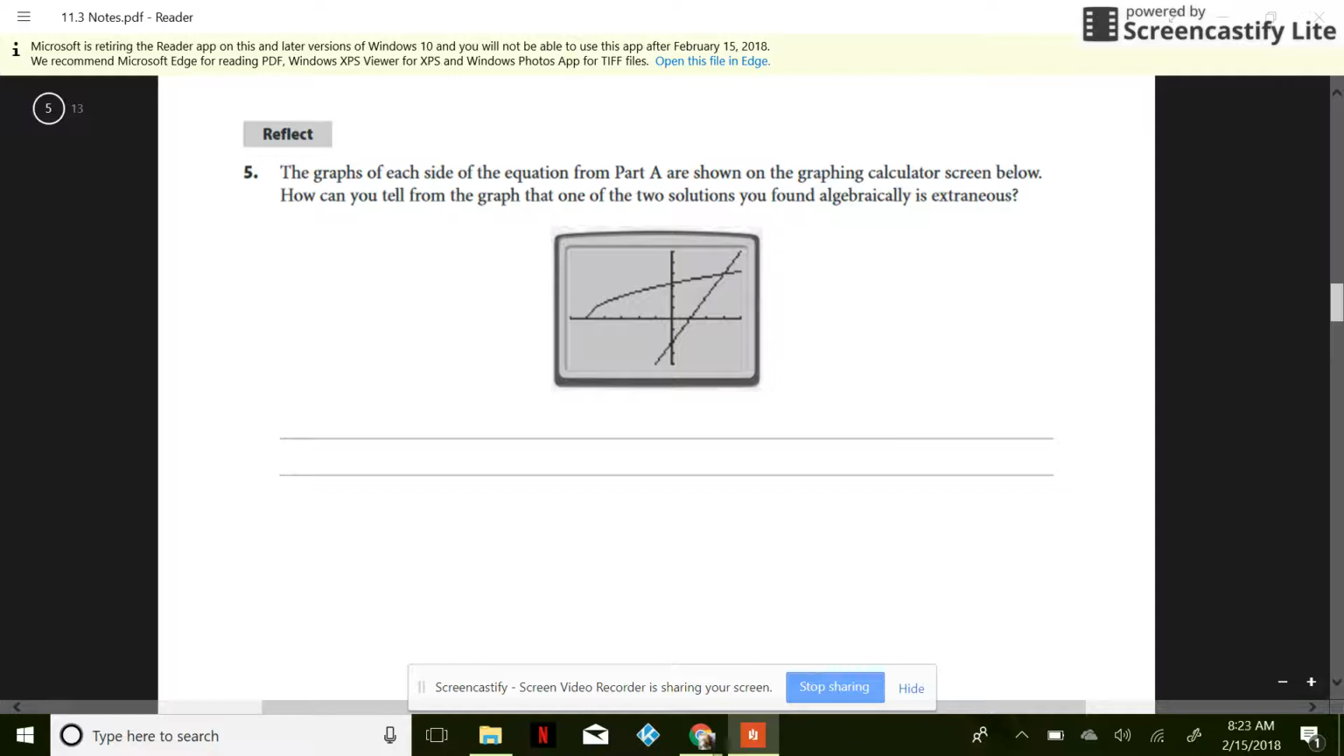So thinking back to that problem from part A where we had two solutions, we've graphed each side of the equation on the graphing calculator. How can you tell from the graph that one of the two solutions you found algebraically is extraneous? Well, if you look at the graph, there's only one point of intersection.